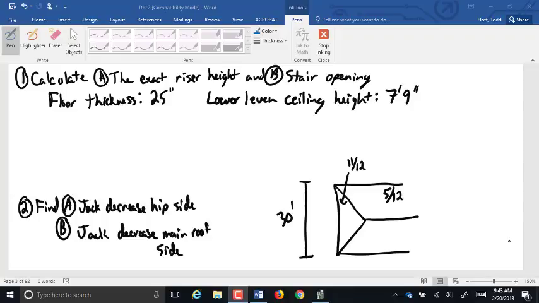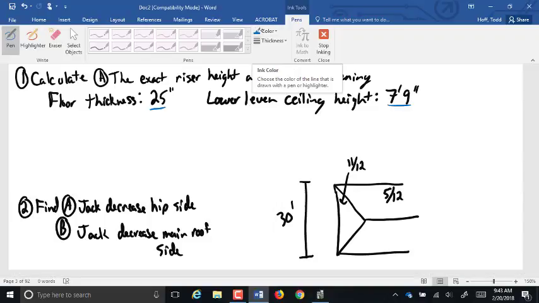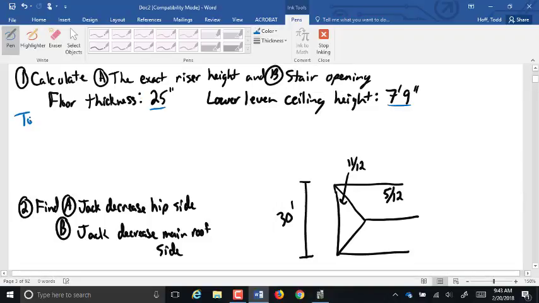Okay, so we got two problems here. The first one: find the exact riser height in the stair opening when we have a floor thickness of 25 inches and a ceiling height of 7'9". So we need to find our total rise. How do we find our total rise? Perfect. So 7 feet into inches, 7 times 12 is 84, plus 9 is 93, plus the 25 floor thickness is 118 inches total rise.